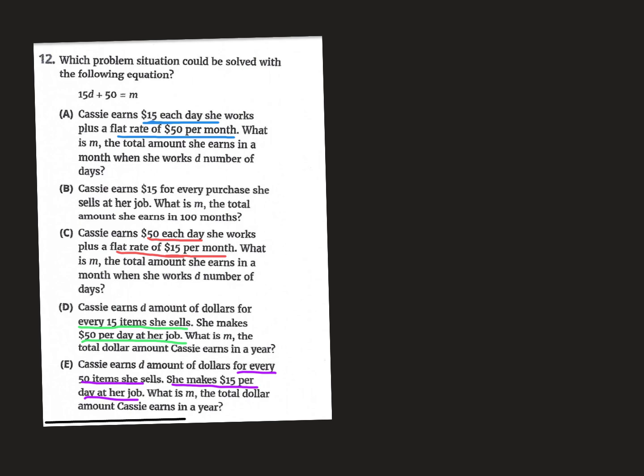The first one, Cassie earns $15 each day she works, plus a flat rate of $50. That could be the answer, but let's read some of the others. Because $15 each day translates to 15D. That's right. And then the flat rate of $50 translates to the plus 50. So that could be right. And then for letter B, Cassie earns $15 for every purchase she sells at her job. And what is M, the total amount she earns in 100 months? That doesn't really make sense.